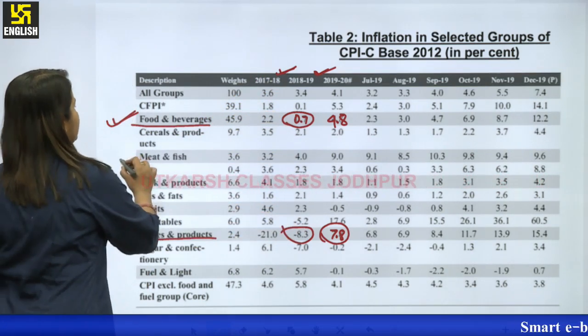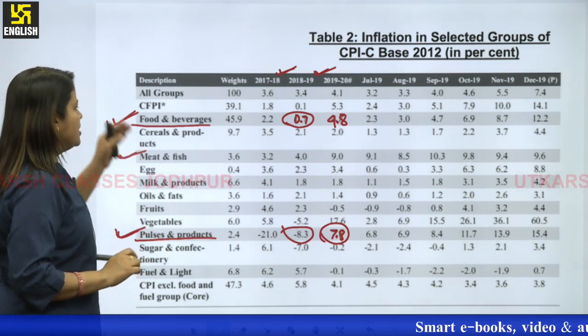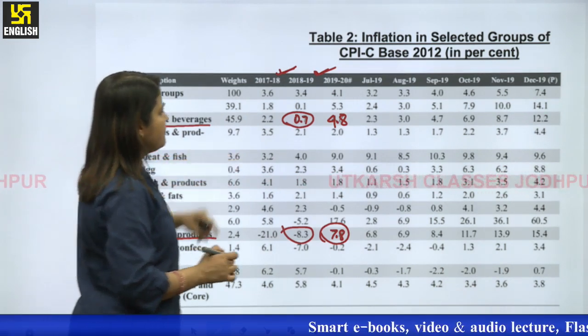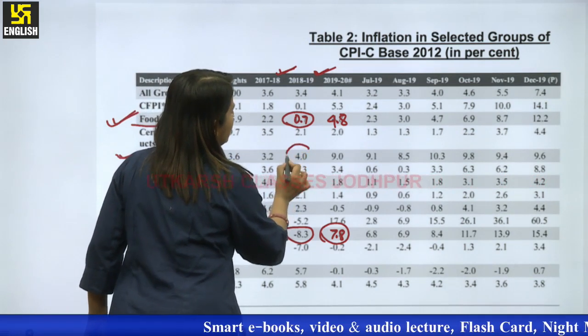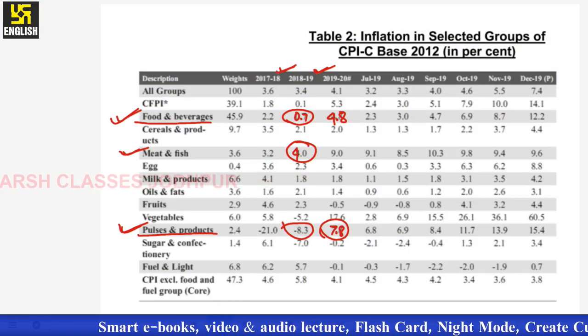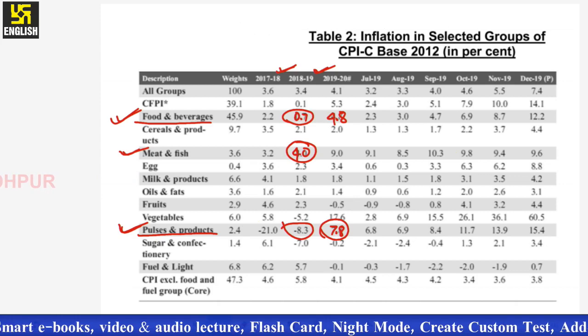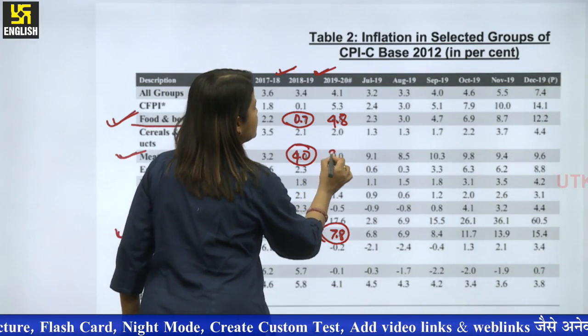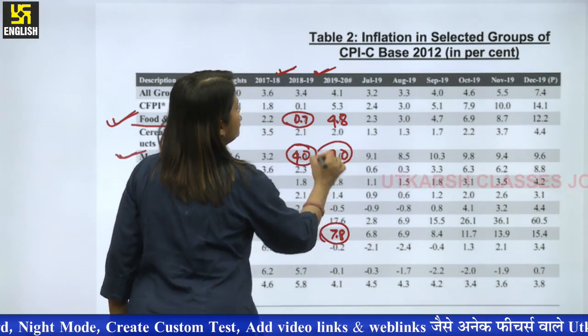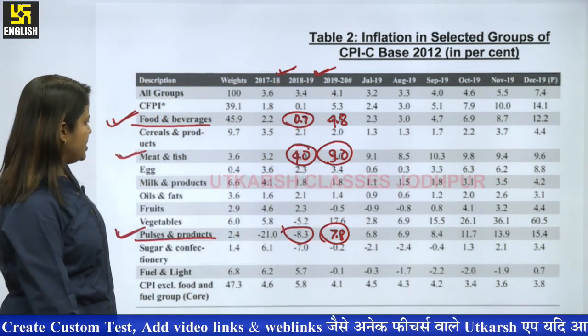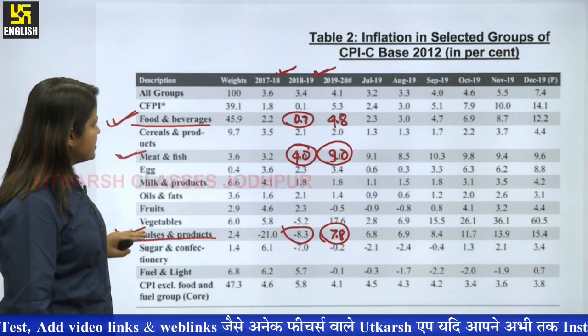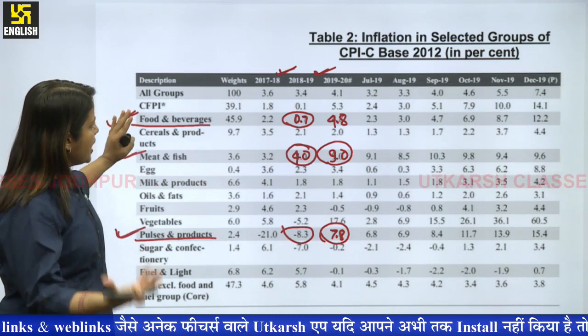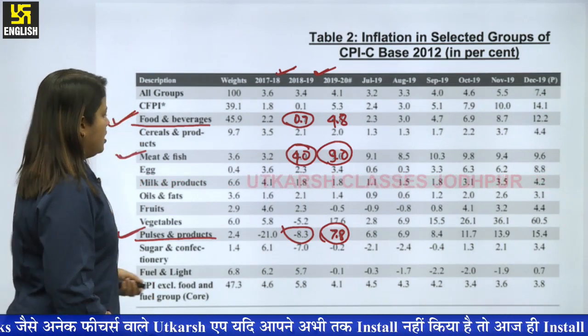As far as meat and fish is concerned, after analyzing the consumer price index of meat and fish, we see that it was only 4% in 2018-19, and it almost doubled. It became 9% during 2019-20. So these are the items in which there was a sharp increase in inflation.